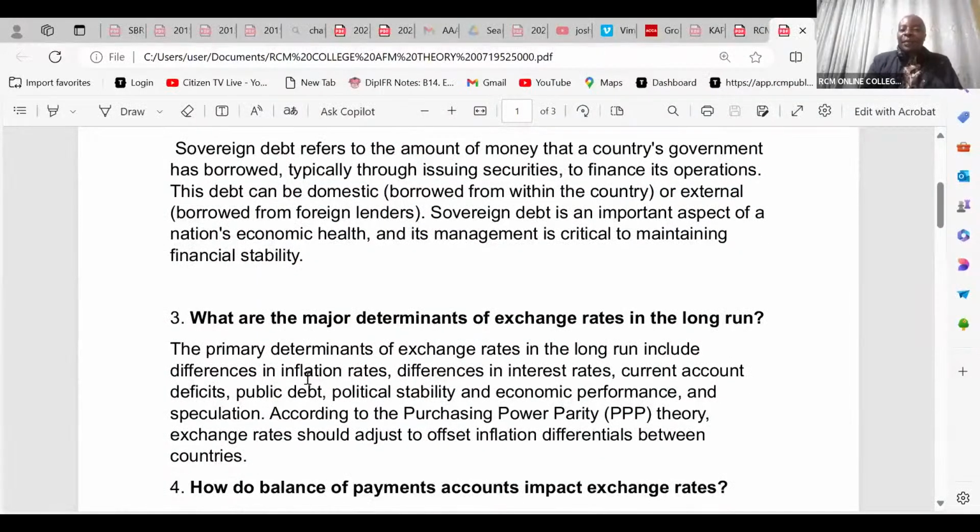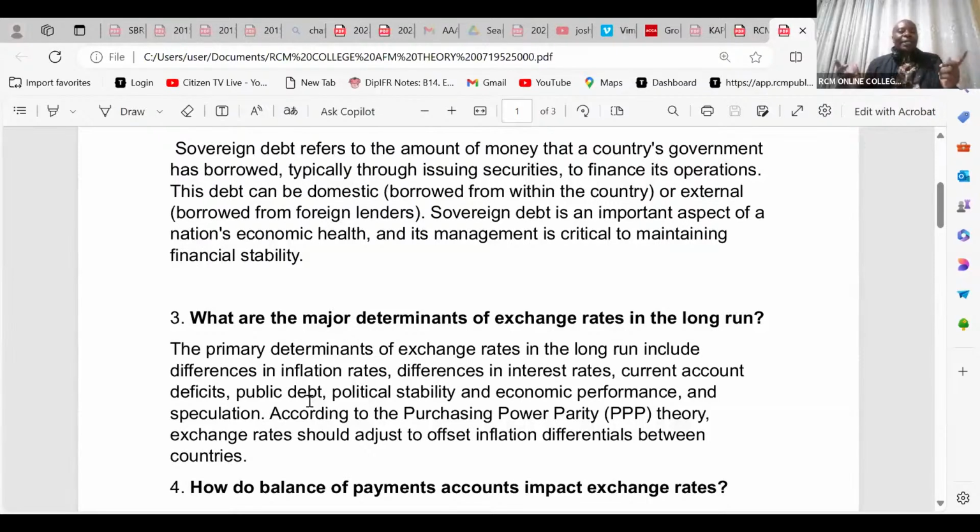What are the major determinants of exchange rates in the long run? Of course, we have already discussed these determinants. They include the difference in inflation rates, difference in interest rates, current account deficits, what we call the balance of payments, and public debt. The more public debt you have, during the time of paying this foreign currency denominated public debt, you're going to need dollars to pay. You're going to put a lot of pressure on your currency.